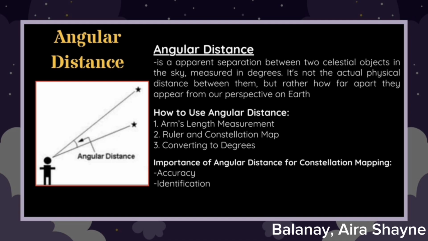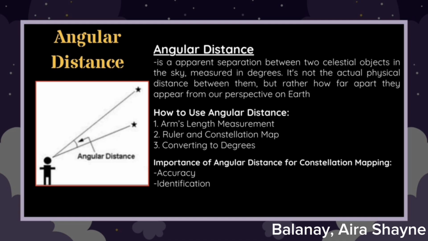So, the second one is the ruler and constellation map. For more accuracy, use a printed star map along with a ruler. First is to measure the distance between the two objects on the map, typically in centimeters. Since the star map has a scale, you can use the ruler to find the actual angular distance between the stars based on the scale provided on the map. So 1 centimeter on the map might represent 10 degrees in the sky.